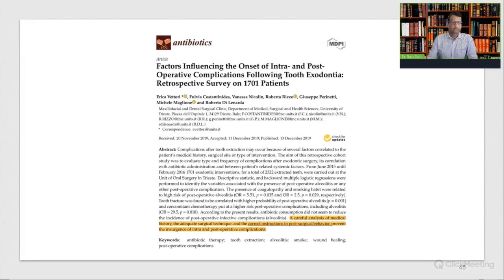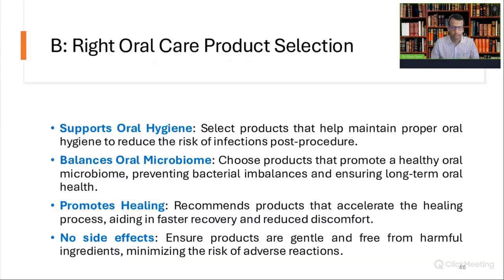There's a big study of 1,700 patients which found that if they are given thorough instruction in post-op infection control, on how to maintain their oral hygiene, there is a very significant positive outcome in oral hygiene maintenance.